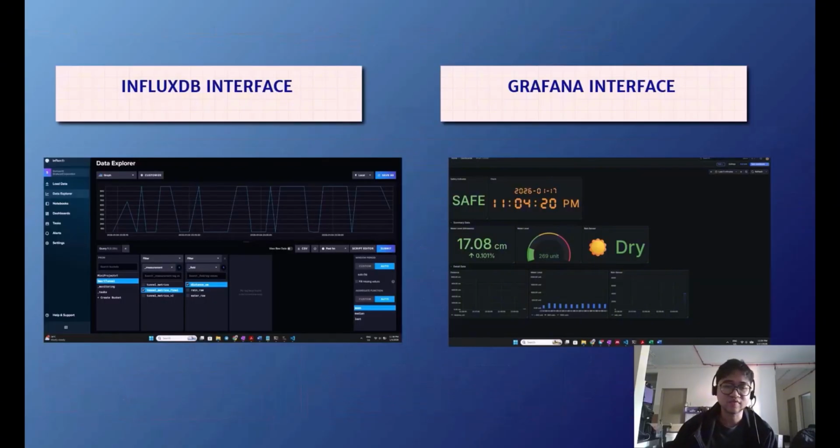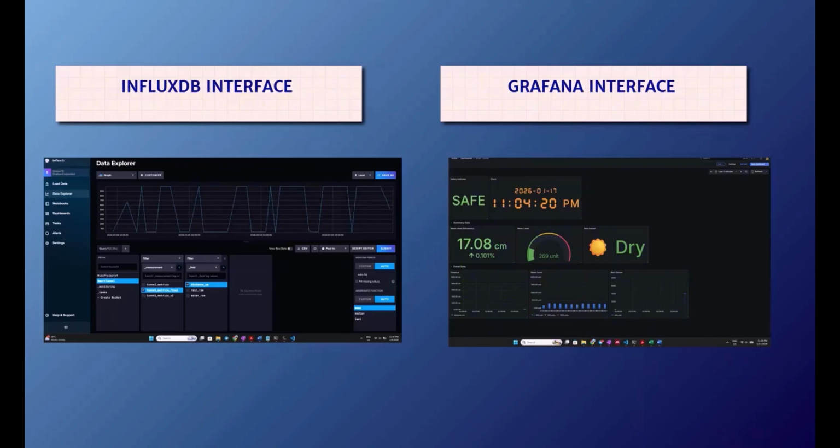So lastly is the interface example for InfluxDB and also Grafana. The system interface allows us to explore the real-time data series, while Grafana displays the real-time status, including the river level and flood rates, helping operators to make a quick decision.